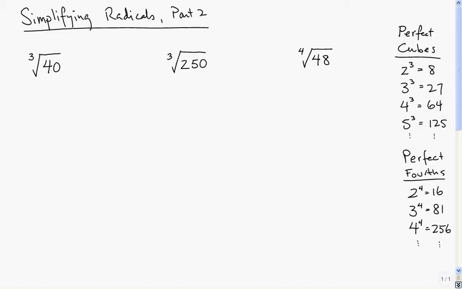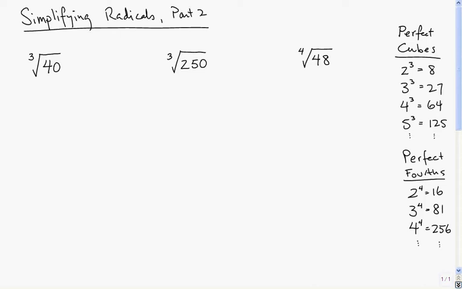If you're trying to simplify a radical that's not simply a square root, but one with a higher index, like a cube root or a fourth root, then you no longer want to look for perfect square factors because they're not going to help you. In the case of a cube root, you want to look for perfect cube factors. So I've listed off the first few perfect cubes on the right to help us here.